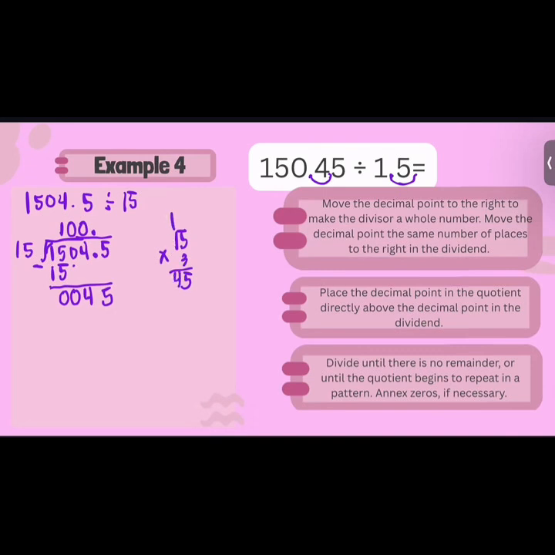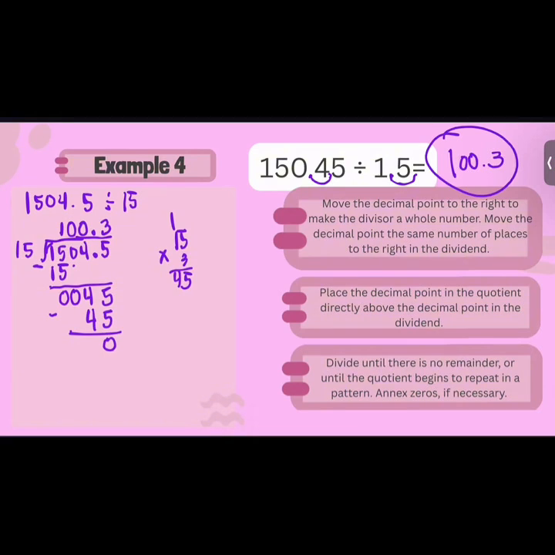So, it is equal kay 45. So, therefore, 45 divided by 15, it is equal kay 3. So, 3 times 15, it is equal kay 45. And when we subtract 45 minus 45, it is equal kay 0. Since it is already 0, then wala na rin po tayong i-bring down. Then our answer is 100 and 3 tenths.